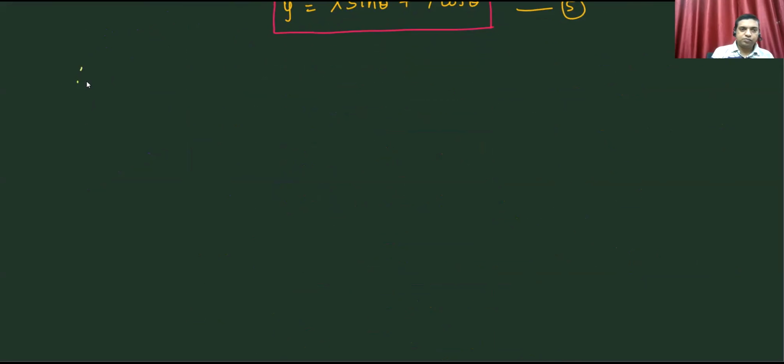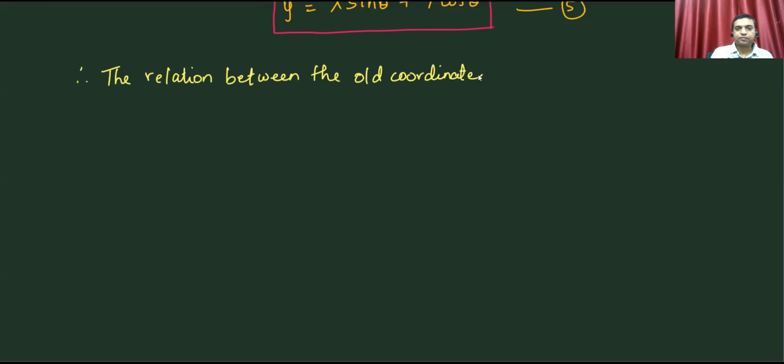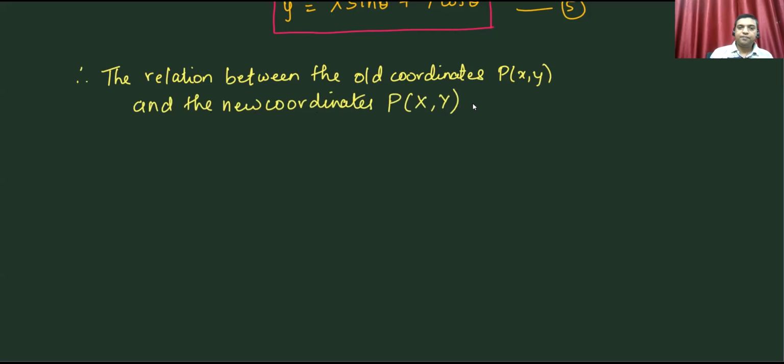therefore, the relation between the old coordinates P(x, y) and the new coordinates P(capital X, capital Y) is this. Very simple. Just see this.